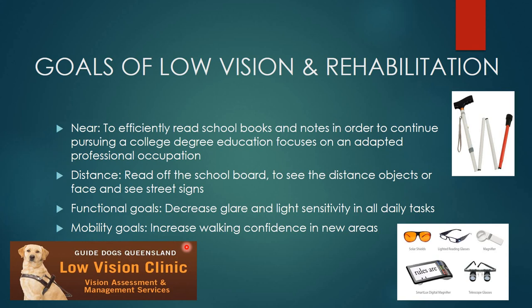Then the functional goal is to decrease the glare and light sensitivity in all day tasks, because they have photophobia. Then for mobility, you have to increase their walking confidence. You can ask them to use guide dogs, etc.